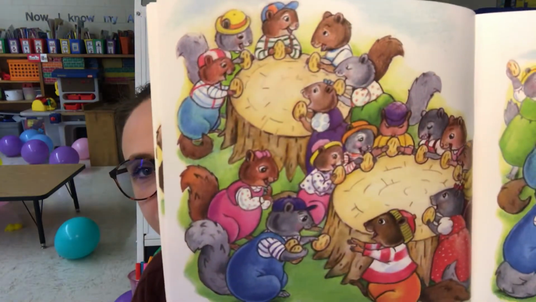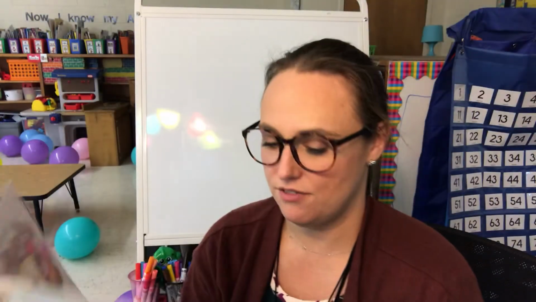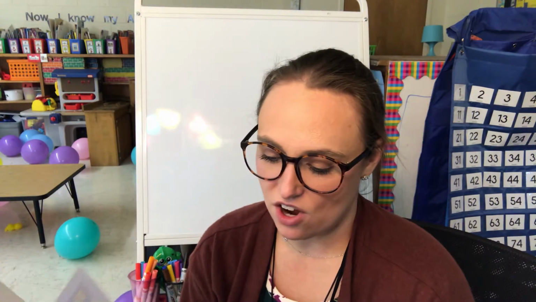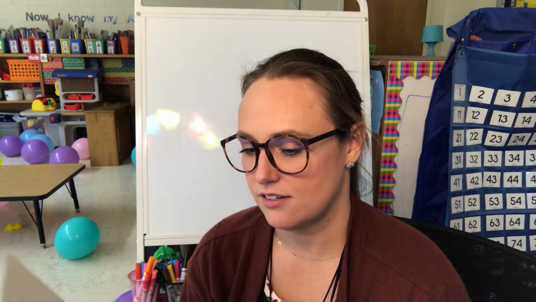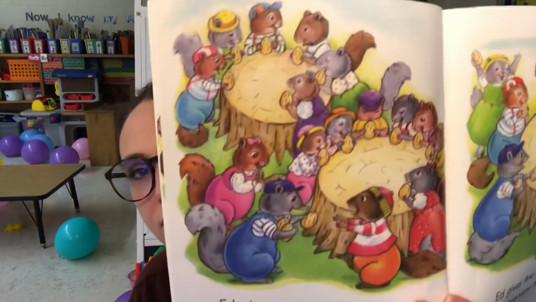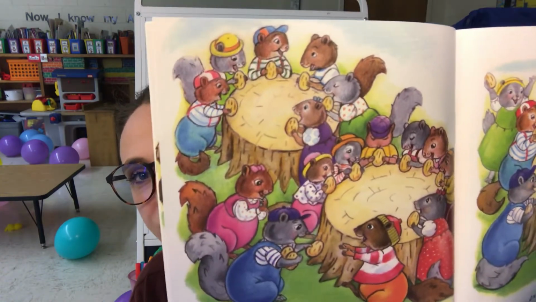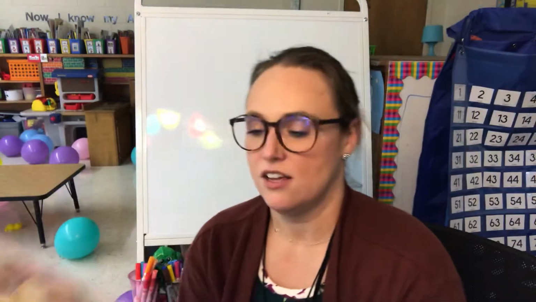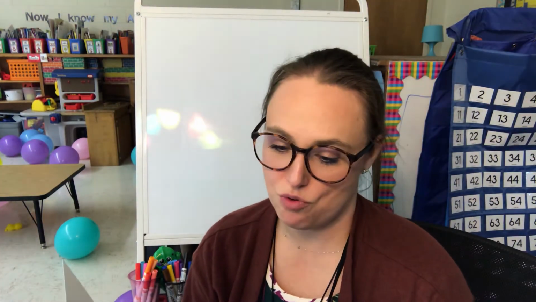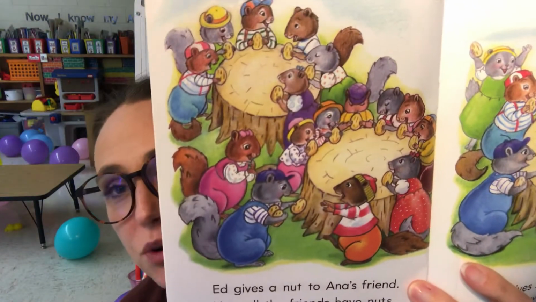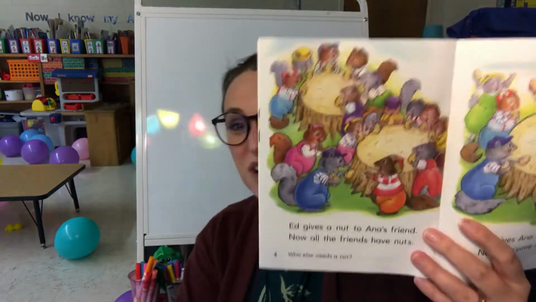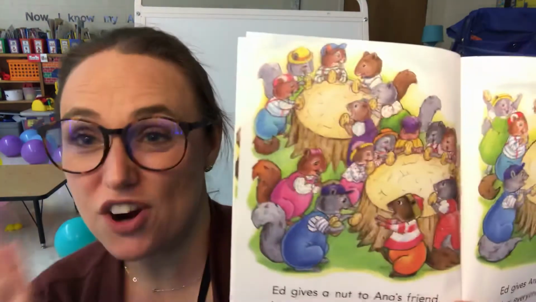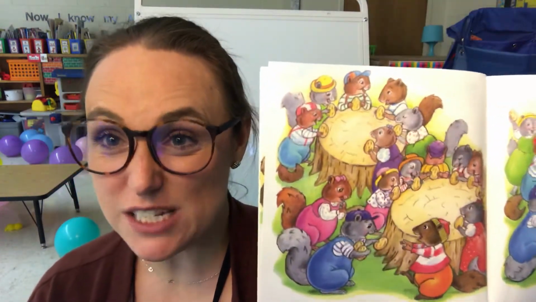All right. Now that you have your pencil and your paper and your crayons, let's look at page 6. See this page? It says, Ed gives a nut to Anna's friend. Now all friends have nuts. I want you to draw one nut for everyone in the story. How are we going to draw one nut for everyone in the story? The first thing that we have to do to draw enough nuts is to count how many friends we have.